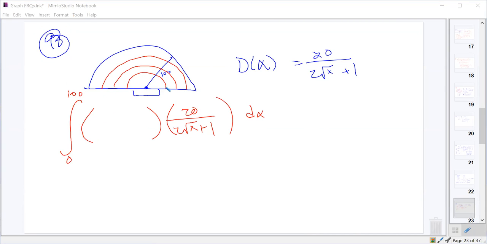We're talking about, since these are so small and thin, the length of this, which is the circumference, which should be 2 pi x for a full circle, right? 2 pi r divided by 2, since it's a semicircle. So it's the length of this times the density times the thickness of it, which is dx. So sorry, I screwed that up to start with. Everybody okay with that now?